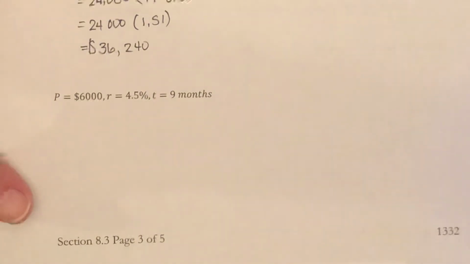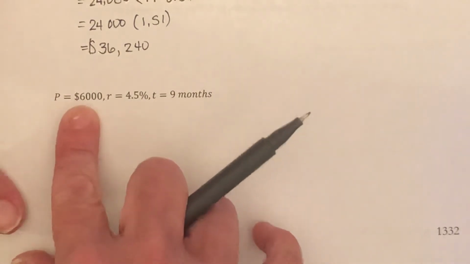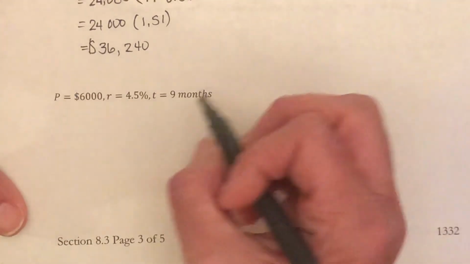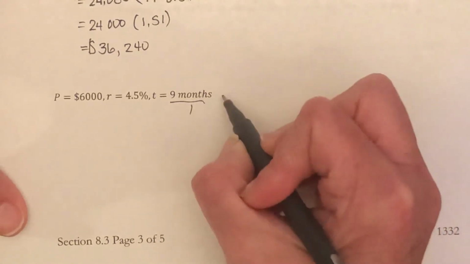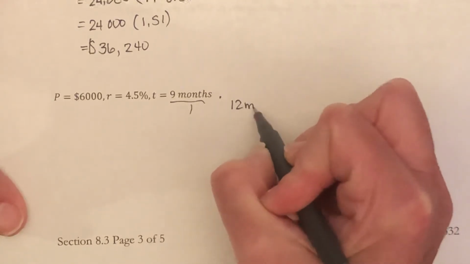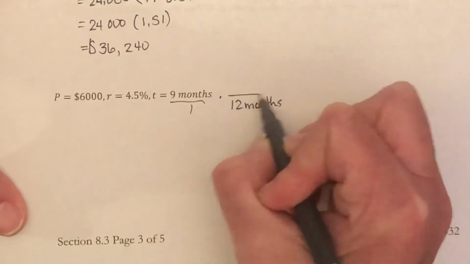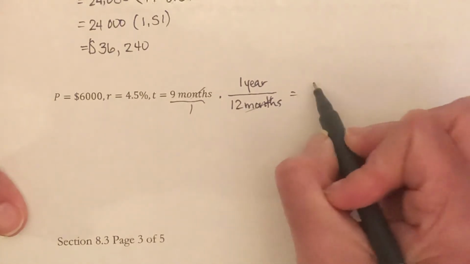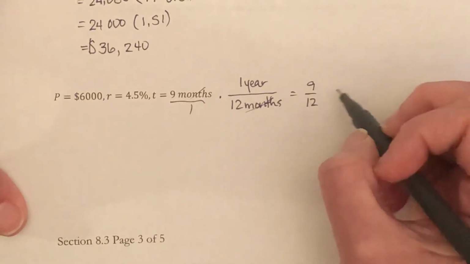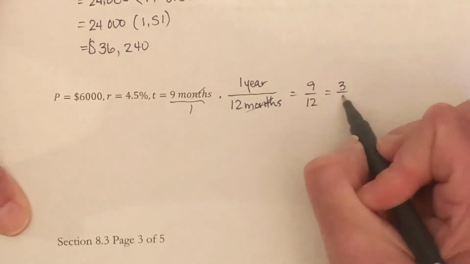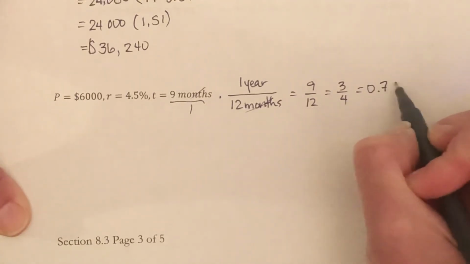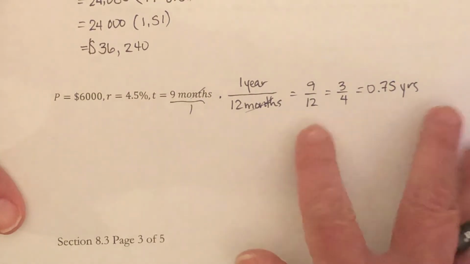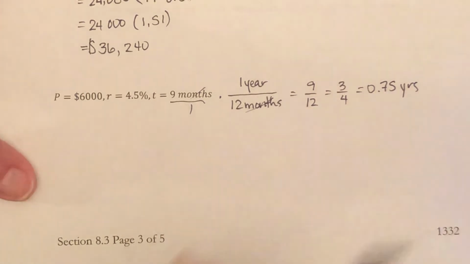So let's try here where we have our principal is 6,000, our rate is 4.5%, and we have it for 9 months. Now I need to make that a conversion, so I'm going to put that over 1 times there are 12 months in 1 year. The months cancel, you end up with 9 over 12 years, and 9 over 12 is 3/4, which is 0.75 years. That fraction becomes a nice decimal. Of course, I could leave it as 3/4 like I did in that previous problem.